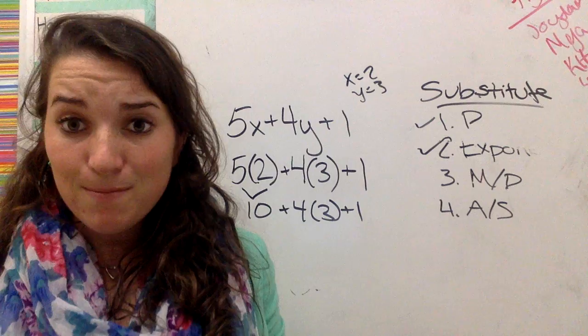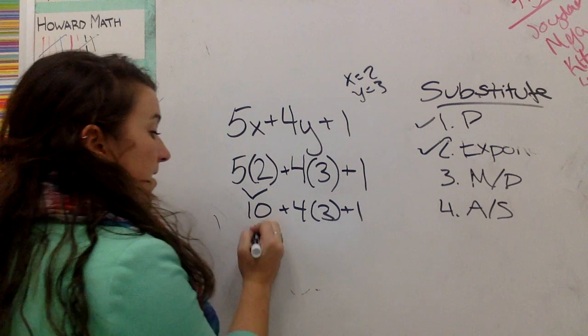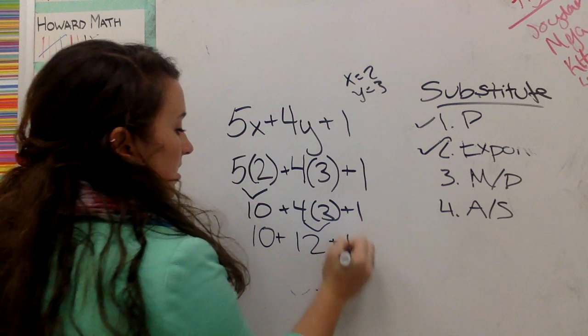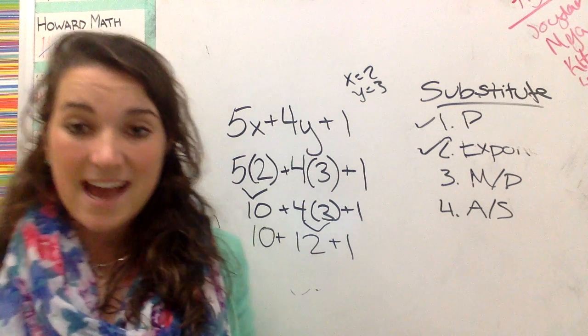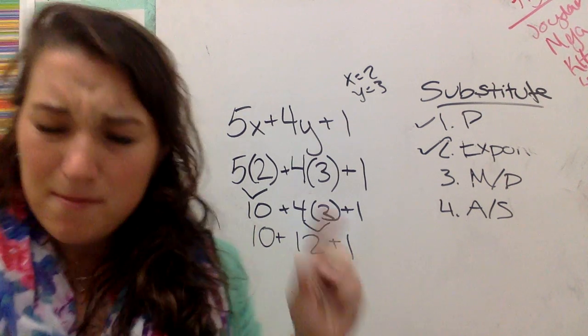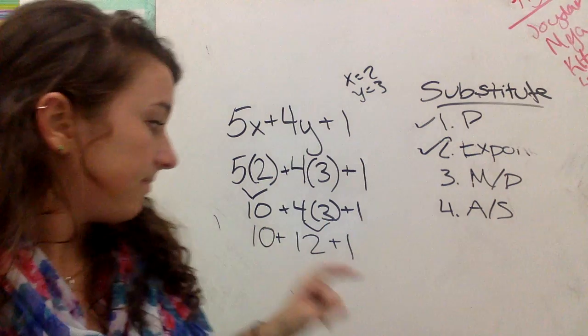But I'm not done with multiplication. I have a second multiplication step as well. So next I'm going to rewrite everything and just substitute for that. So now I have 10 plus 12 plus 1, because 4 times 3 equals 12. Remember, if you have a number outside of the parentheses, it means multiplication.